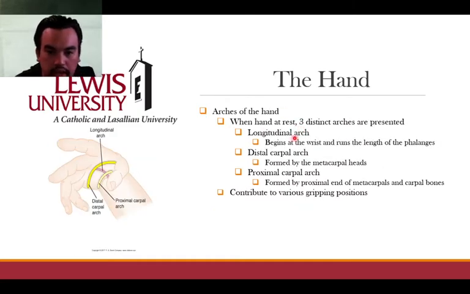The arches of the hand. When we rest our hand, we have 3 distinct arches that are present. The longitudinal arch, and that begins at the wrist and runs the length of the phalanges. Okay, right there. Then we have the distal carpal arch, which is formed by the metacarpal heads. And that's this guy here. And then we have the proximal carpal arch, which is formed by the proximal end of the metacarpals and the carpal bones. They all contribute to various gripping positions.